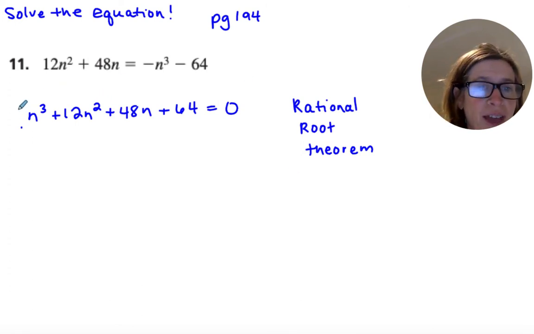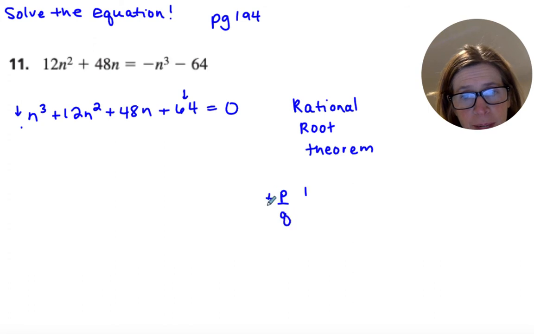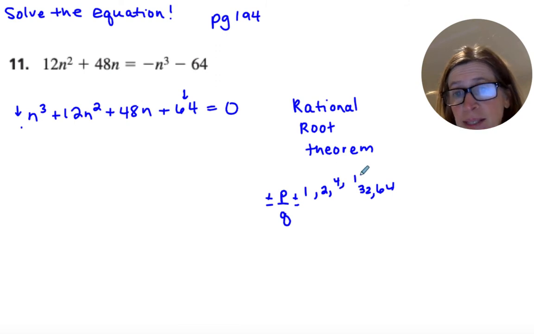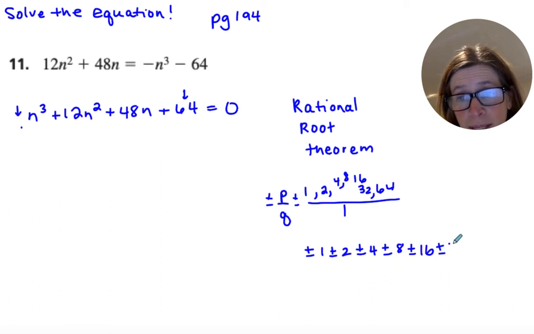So I'm going to take all the factors of 1 and all the factors of 64. So I've got the p over q and plus or minus. So I have 1 and 64. Yes, it's a pain. 2 and 32, 4 and 16, and 8 and 8. Sorry, got those out of the way. And those are all going to be over 1. So each one of those is a factor. So I have plus or minus 1, plus or minus 2, plus or minus 4, plus or minus 8, plus or minus 16, plus or minus 32, and plus or minus 64.